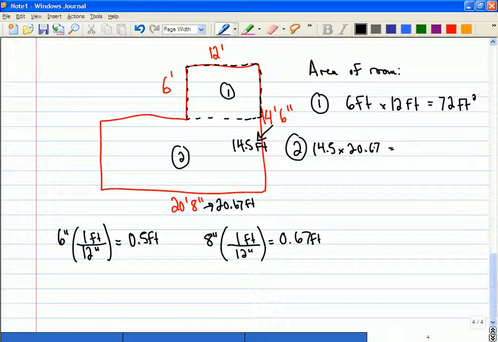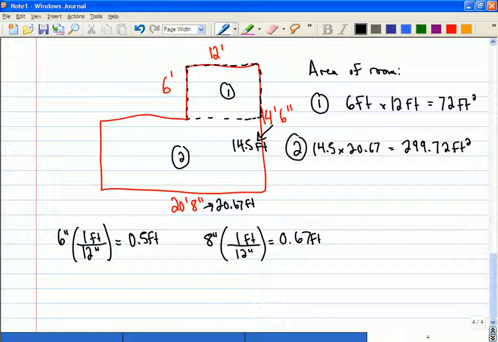Yeah, it should be 20.67. So let's see here, 14.5 times 20.67. So this one is going to be 299.72 feet squared. Big room. So wait, minus 8.5 times 20.67, because you're not getting the top of the room.